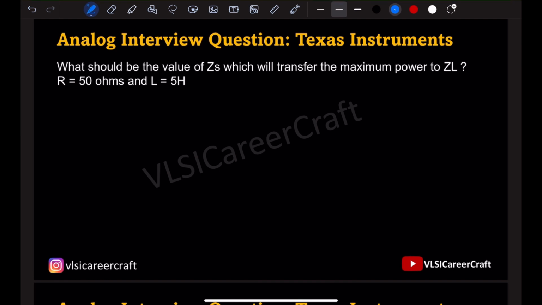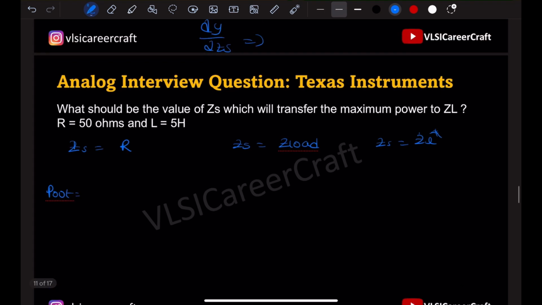Let us consider three cases. In the first case, ZS is purely resistive, and we consider the value of ZS to be equal to R. In the second case, ZS is equal to Z load. In the third case, ZS is the complex conjugate of the output load impedance. Let us derive the equation for P out for those cases.